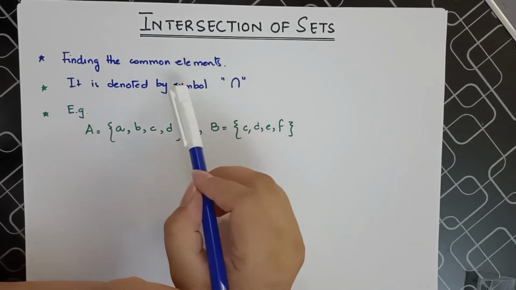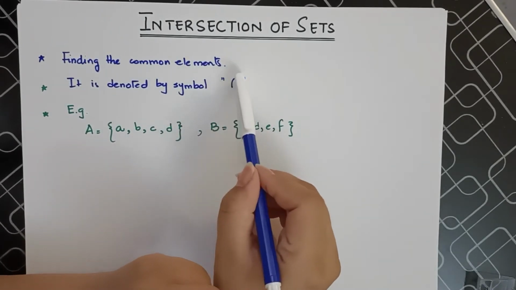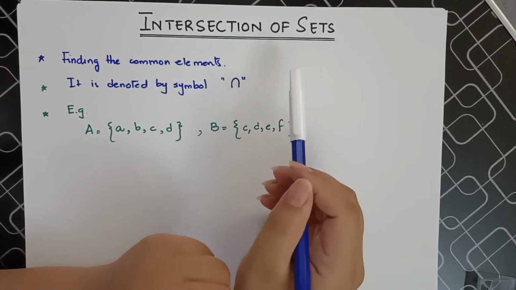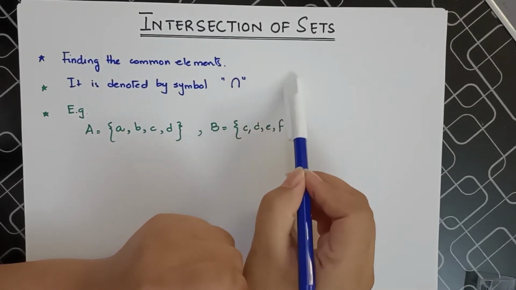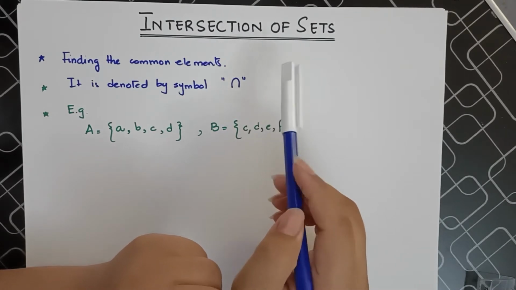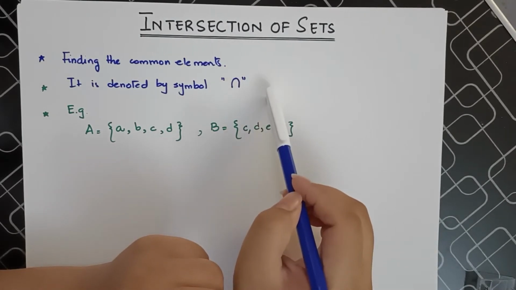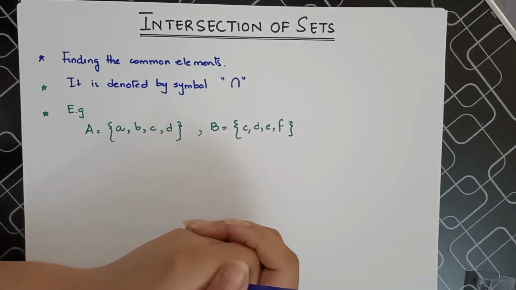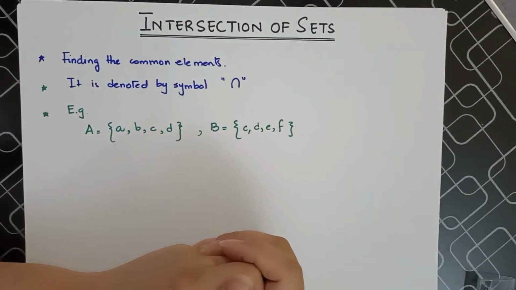Okay, now it is denoted by this kind of symbol. The union one was U, and this is the opposite shape. Okay, you can call it an inverted U. Okay, so let's take an example. It will help you understand the intersection of sets more.